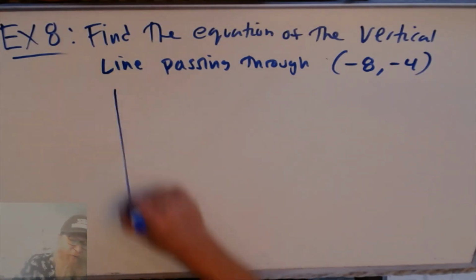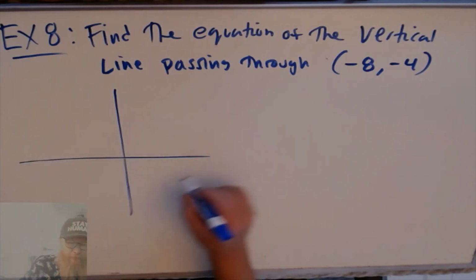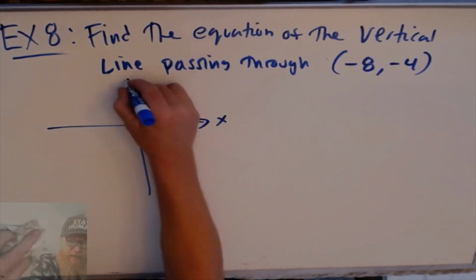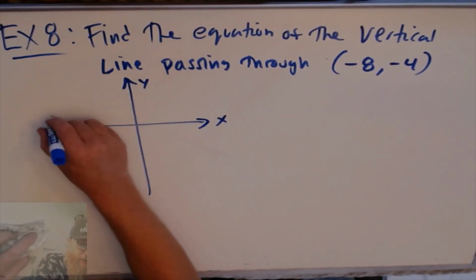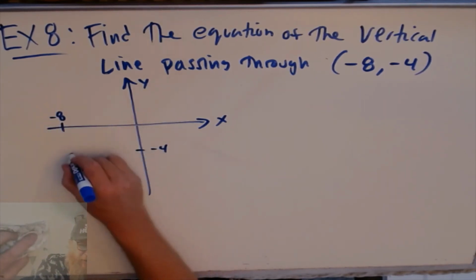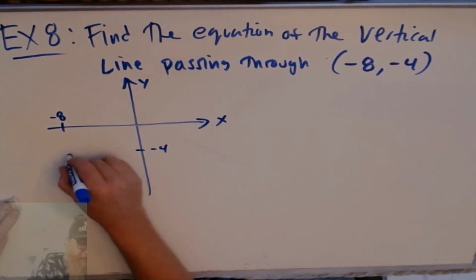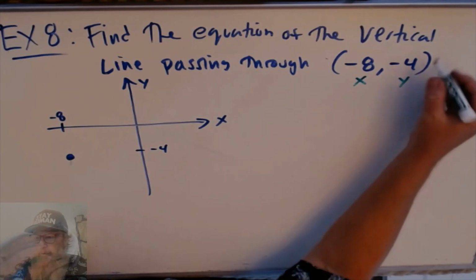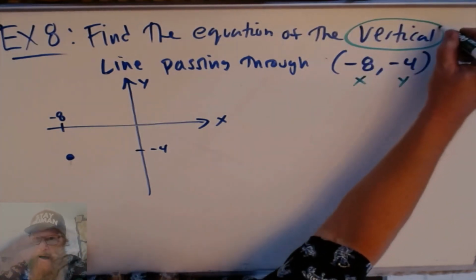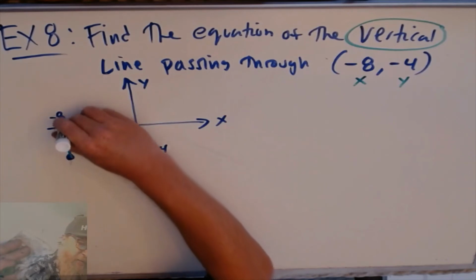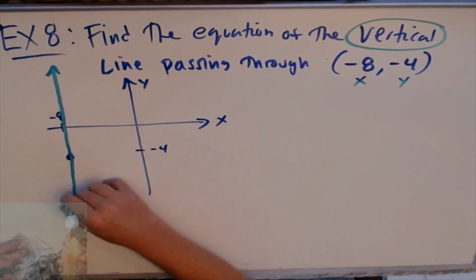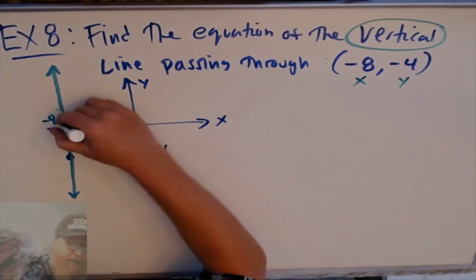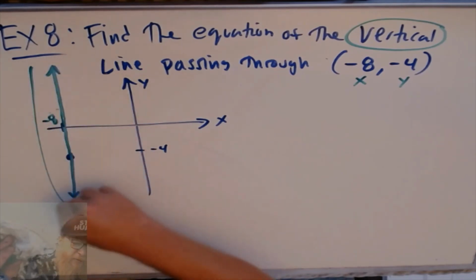Let's draw a quick graph just so you get the idea. So I've got X, I've got Y. I don't need to be very precise. Remember, I was calling this freehand. So you've got the point -8, -4. Right? -8 is X, -4 is Y. Vertical line. Vertical goes this way, up and down. That's vertical. Sorry, I wiped out my -8 there. That was -8.